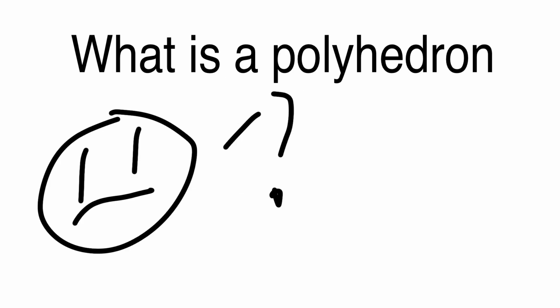What is a polyhedron, you ask? Well, a polyhedron is a three-dimensional solid figure surrounded by flat polygonal faces, straight edges, and sharp vertices. A polygon is any enclosed two-dimensional geometric shape made up of three or more straight line segments.